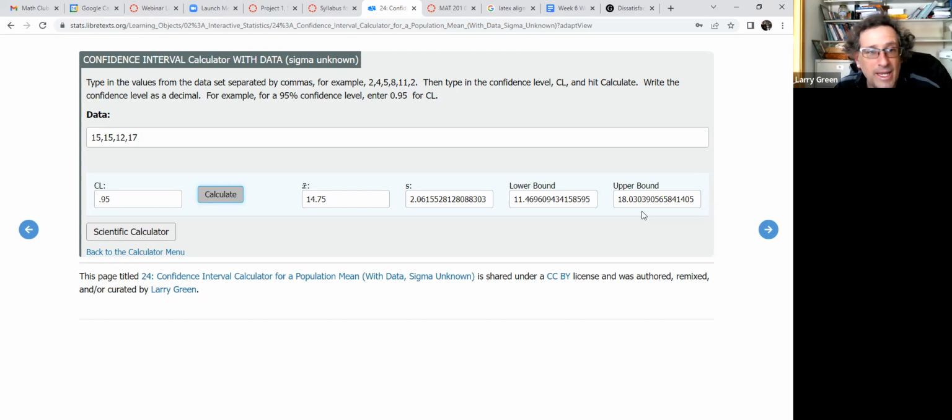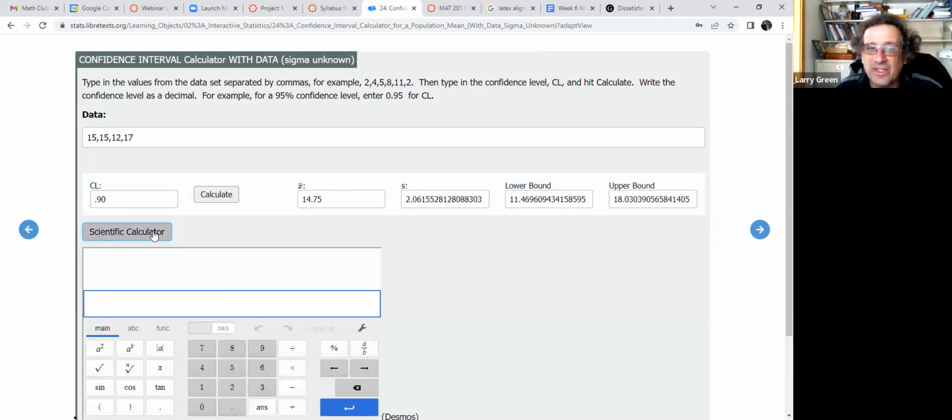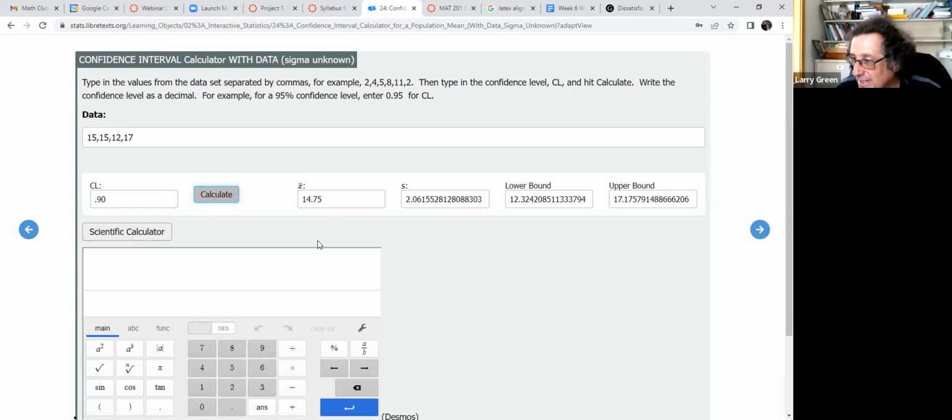Okay. By the way, if we went to a 90% confidence, that will also decrease the margin of error. Oops, calculate, there we go. Then you get 12.3 to 17.2. That also decreased it. Now that didn't take any work, right? I just changed the confidence level. So why don't I just use a 90% and then I can get that narrower bound and I know more?